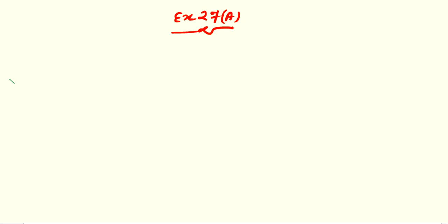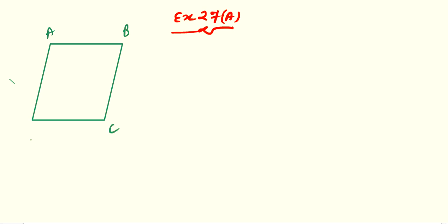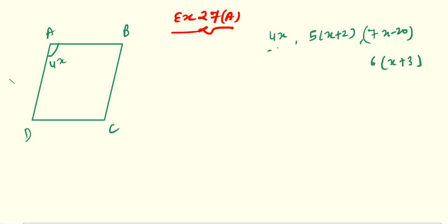Question number 3, all the angles of a quadrilateral. So for example, this is your quadrilateral, A, B, C, D, and the angles are given to you: 4x, 5(x plus 2), 7x minus 20, and 6(x plus 3). So this angle is okay, you can write it. This angle is also okay, you can write it here. But what about these two?